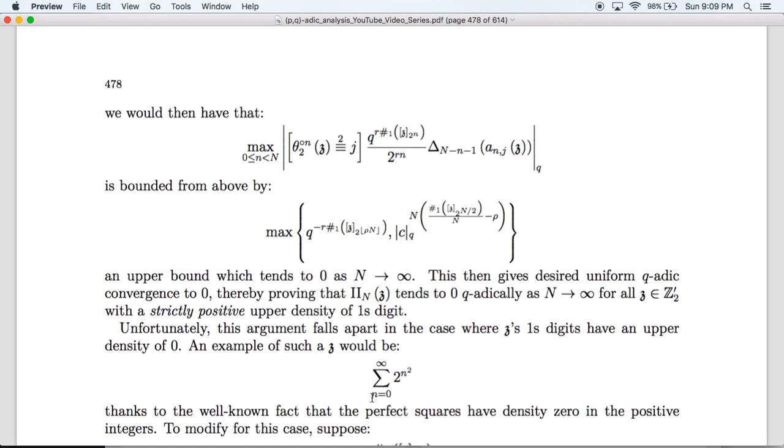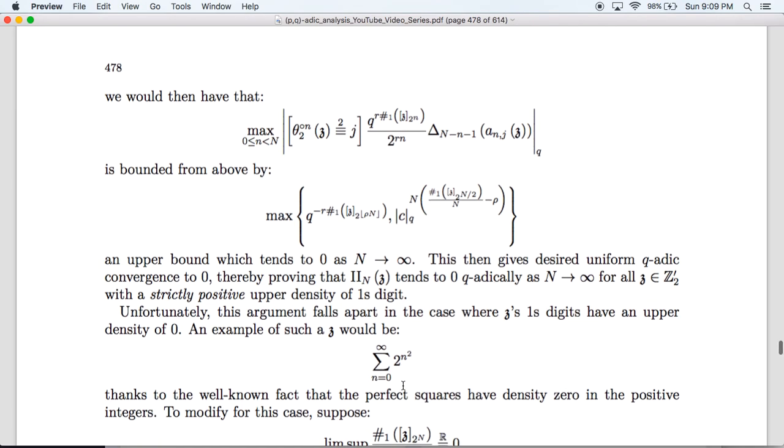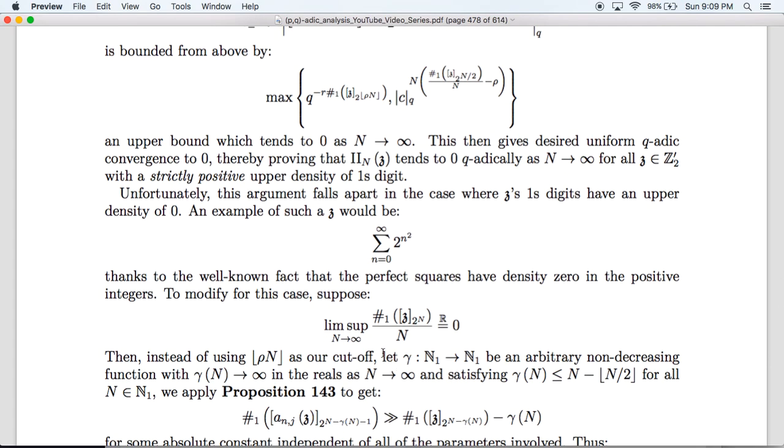A simple example of them is this following two-adic integer. The fact that this has 1's digits of density 0 comes from the well-known fact that the perfect squares have density 0 in the positive integers. So to modify for this case, we instead suppose that this limsup is 0, and then we're going to have to modify our cutoff for splitting up this range of little n's.